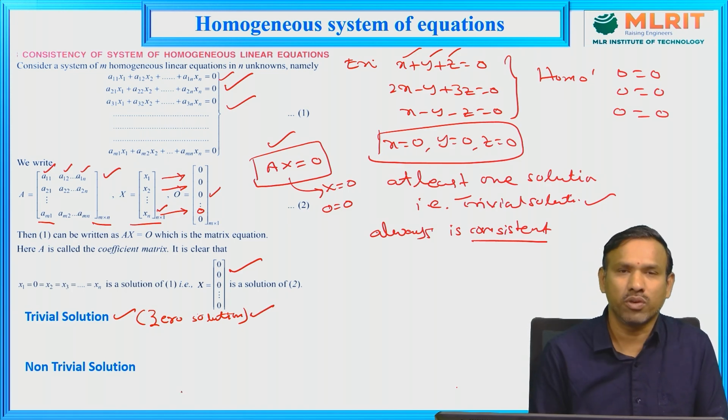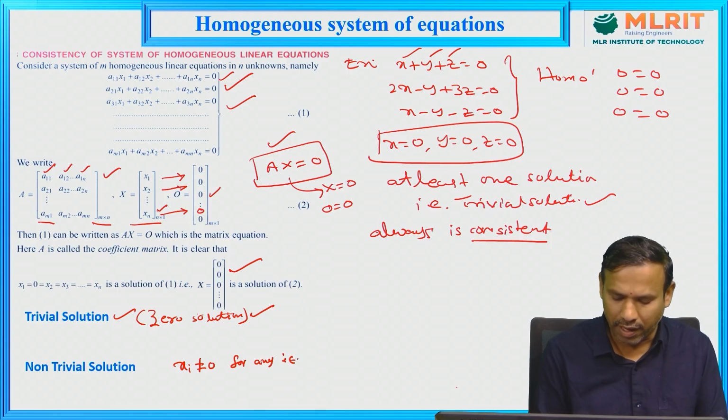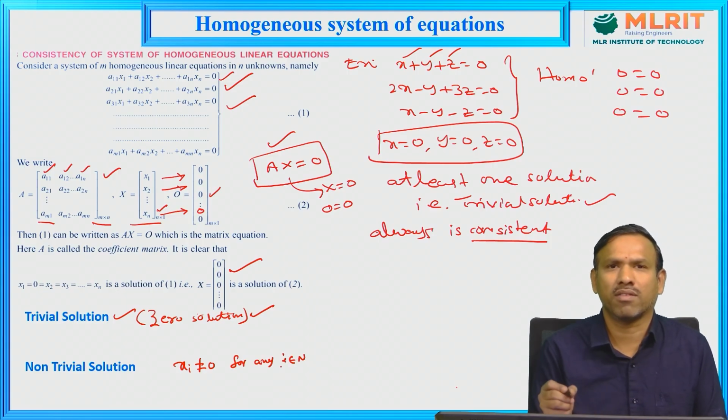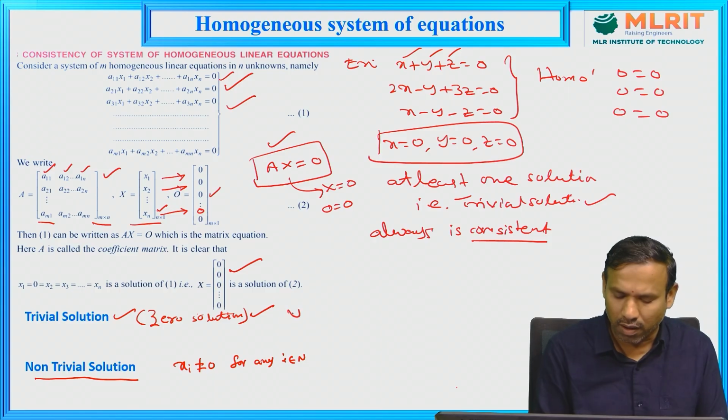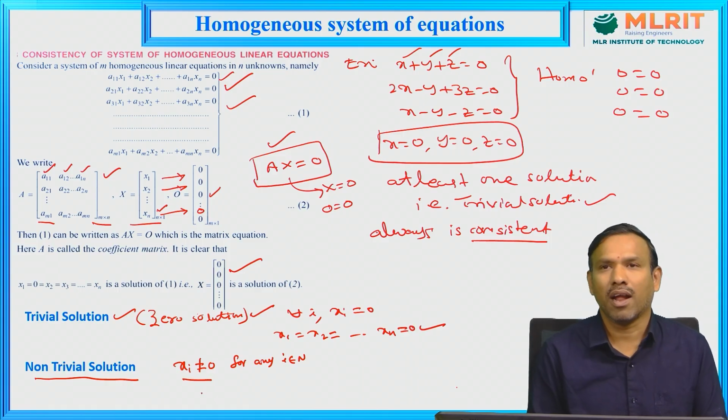A non-trivial solution is one where at least one unknown value is not zero, that is, xi is not equal to 0 for some i belonging to n, so at least one of x1, x2, x3 is non-zero. Suppose all xi are 0, meaning x1 is 0, x2 is 0, x3 is 0, and so on, all xn values are 0. That is trivial. If at least one value is not equal to 0, that is a non-trivial solution.